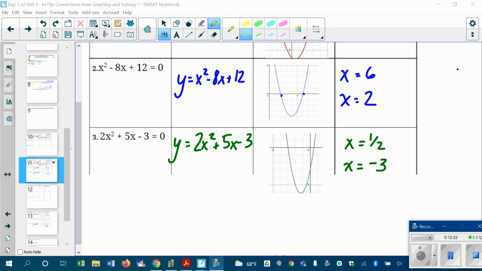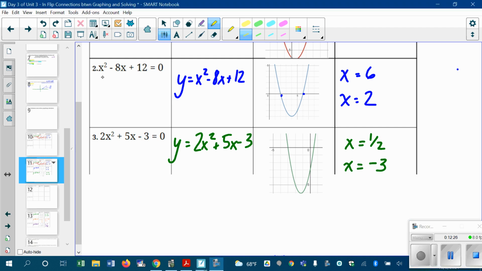Okay, so let's check how you did. For each one of these, you just take this original equation that you have and rewrite it as a function by just putting in y instead of 0. And then you look on your Desmos graph for where the x-intercepts are, and those give you your solutions. So for number 2, you should have 6 and 2. For number 3, you should have +0.5 and -3.